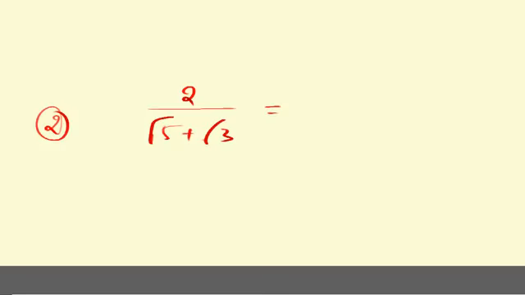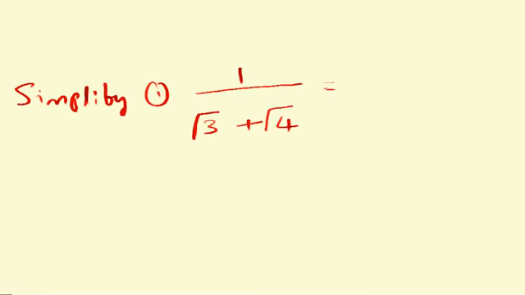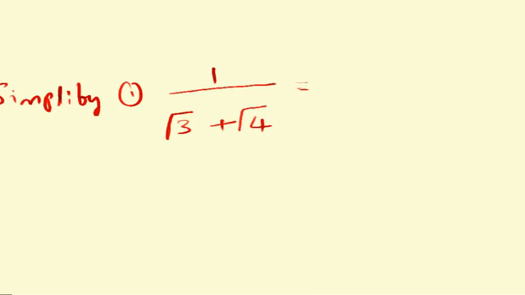Then how do we solve the problems, and how are these helpful to us? Friends, sometimes the problem will be given as: simplify 1 by root 3 plus root 4. I will tell you the direct method to solve these problems. Here you take 1 into the rationalizing factor of the surd in the denominator, which is root 3 minus root 4.